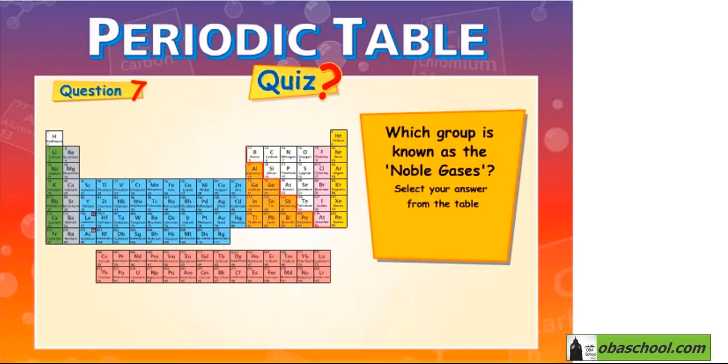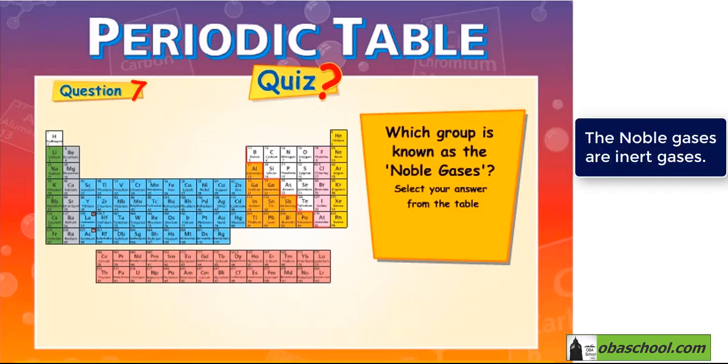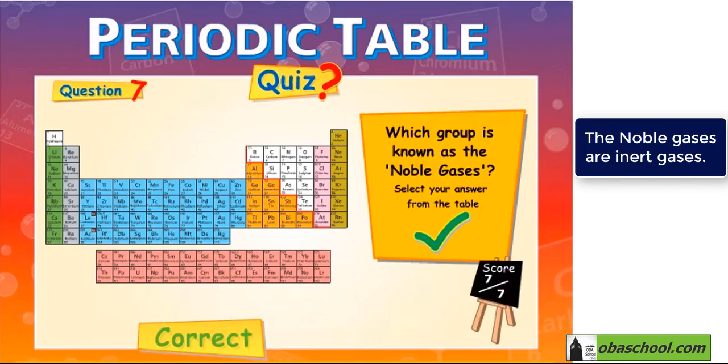Which group is known as the noble gases? Remember, the noble gases are inert and they are chemically stable. The noble gases are the last group in the periodic table. We call them group 0. For example, helium, neon, and argon.